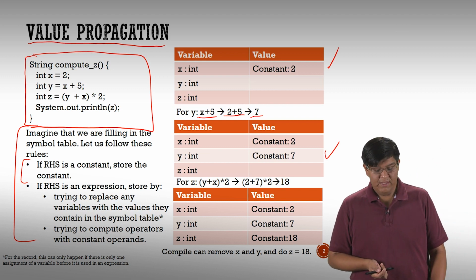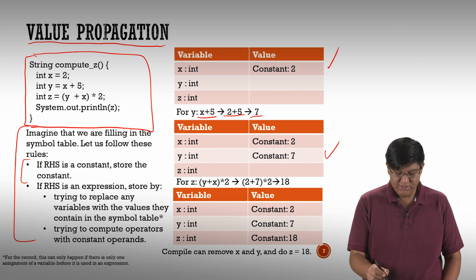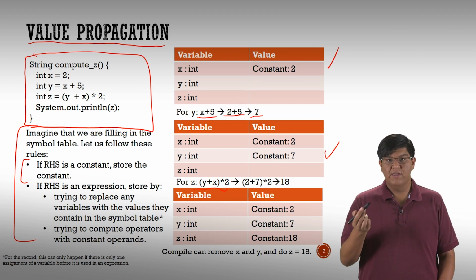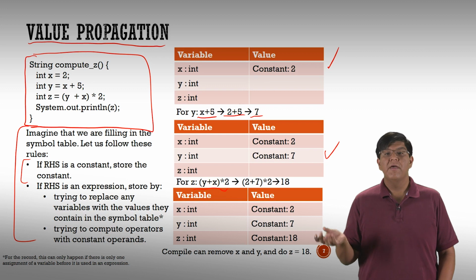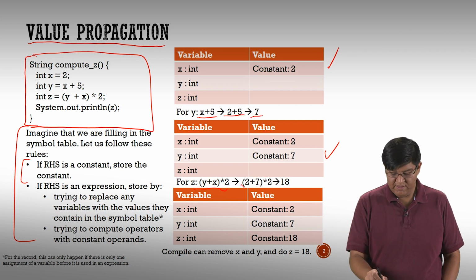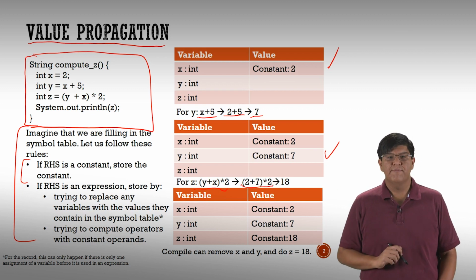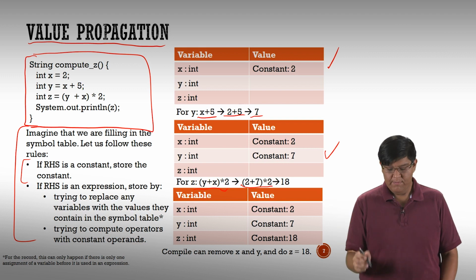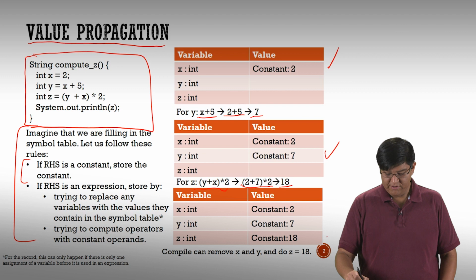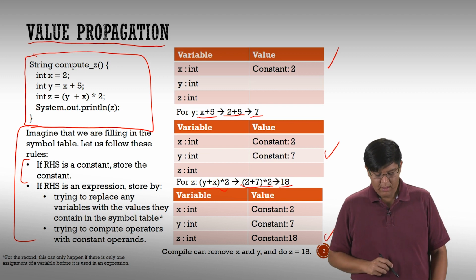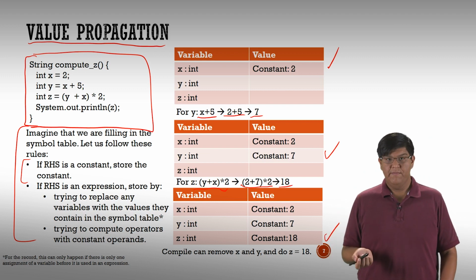And so I can do this again. Now I have z, and z follows the same rules. Initially I start with y plus x times 2. I can look up y and x inside my symbol table. Hey, both of those are constants. Do the substitution. Get 2 plus 7 times 2. It's an expression with all constants. Evaluate it. 18. And so then this occurs over here. So now we have a constant for z.